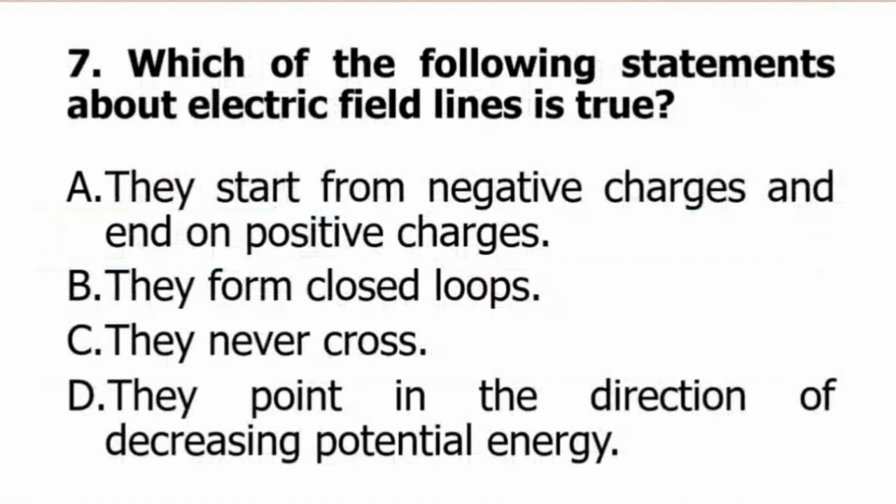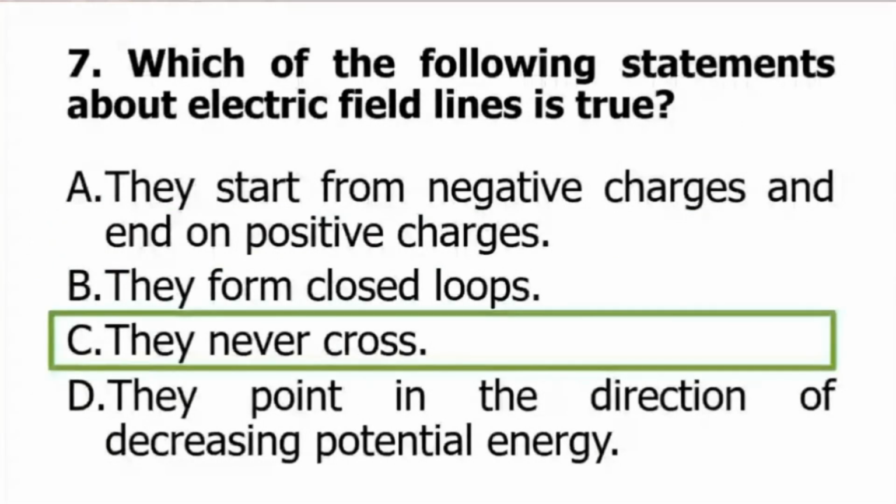For number 7, which of the following statements about electric field lines is true? Is it A, B, C, or D? The correct answer for this is letter C. They never cross, because each point in space has a unique direction of the field. The other answers suggest overlapping of field lines, but field lines have specific paths, so they never cross and they never create loops.